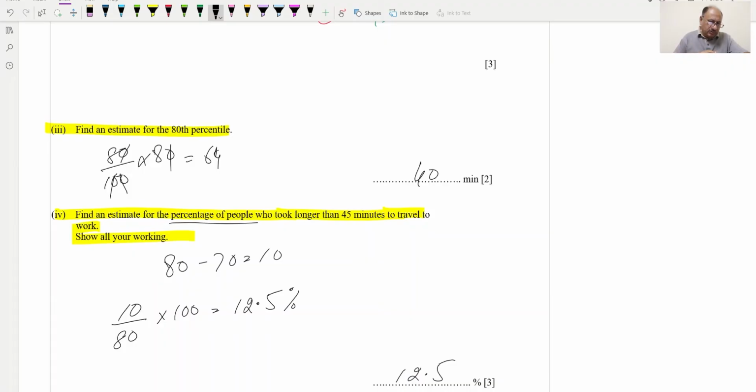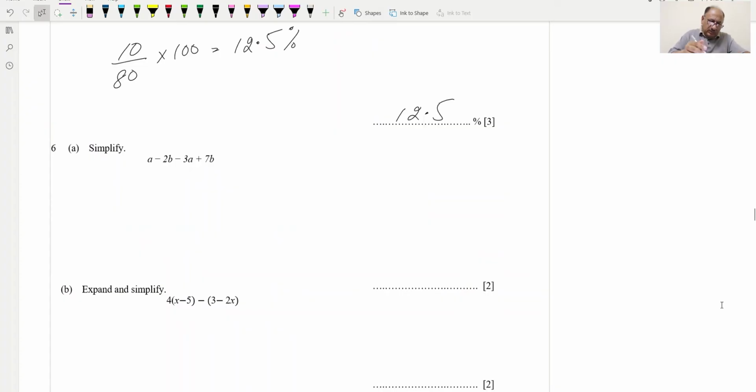Now here comes question number 6, which is an algebra question. We have to simplify.